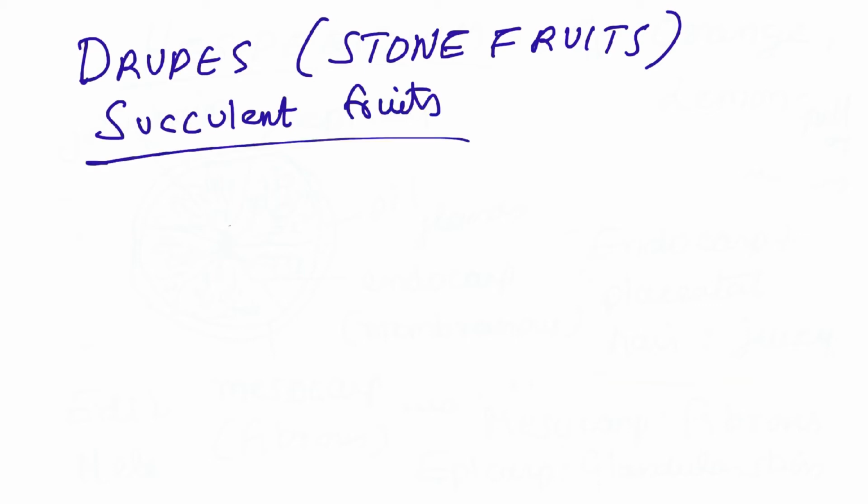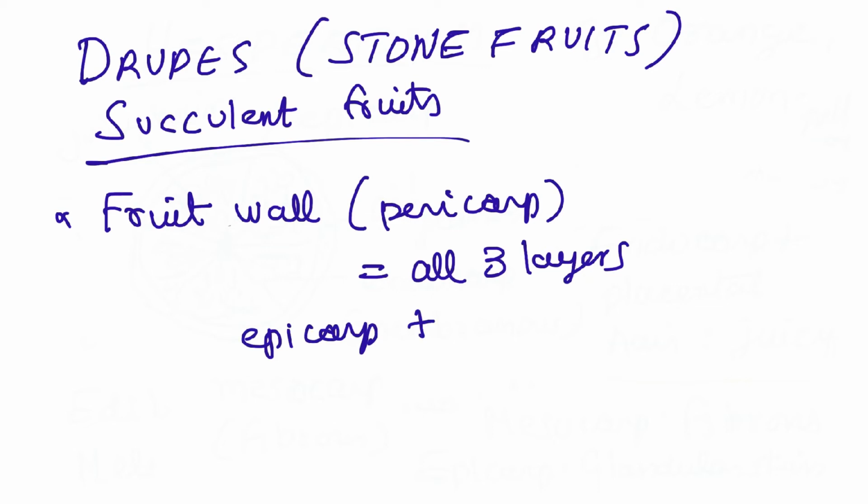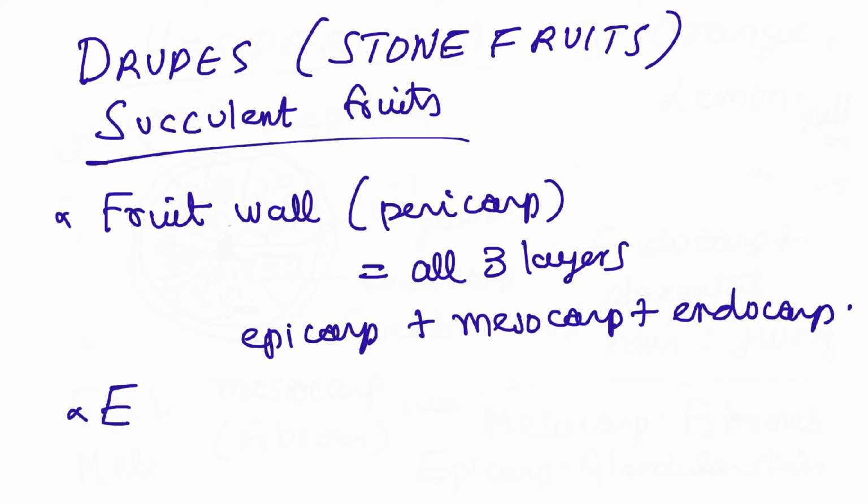It once again comes under the category of succulent fruits. So what are the key features? Now the fruit wall, which of course is the pericarp, has all three distinct layers: the epicarp, the mesocarp, and the endocarp. Note that point. In drupes, all three layers are well developed. That's a very key point.